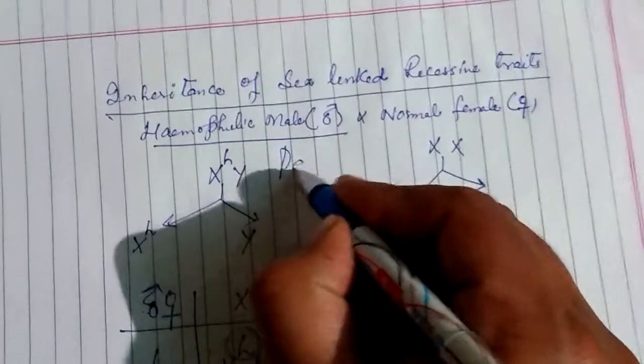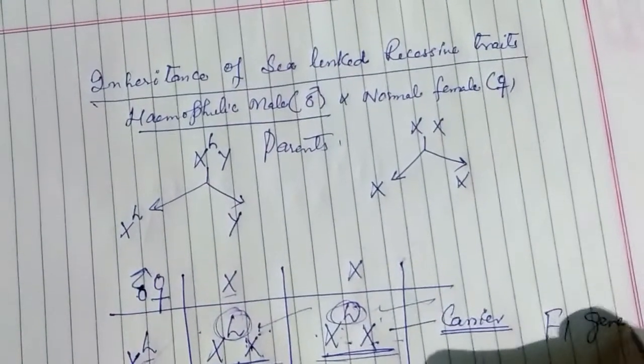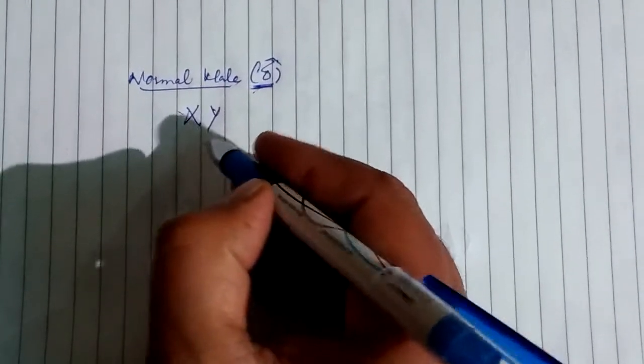Now after that, let's attempt the next step. This is the parental generation. These are parents. This is the parental generation, and this is the F1 generation. Now let's proceed forward with this example: let a normal male, that's XY normal male, this is the sign by which male is represented in genetics.